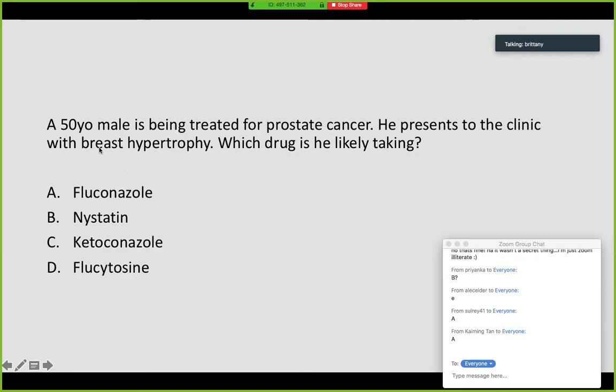This question should be a little more straightforward though. A 50-year-old male is being treated for prostate cancer. He presents to the clinic with breast hypertrophy. Which drug is he likely taking? Right, ketoconazole.